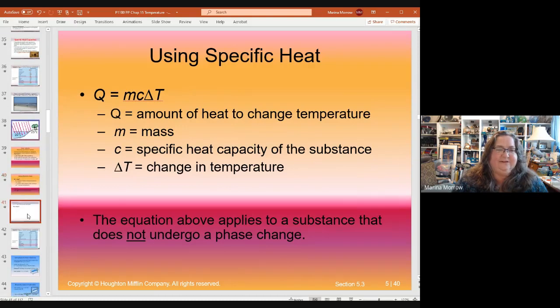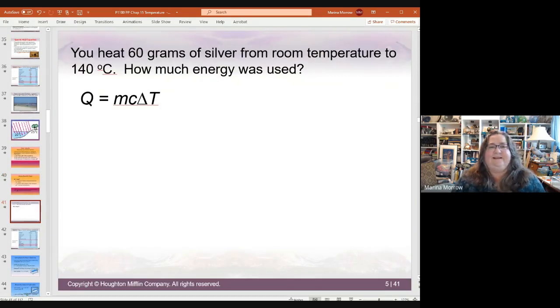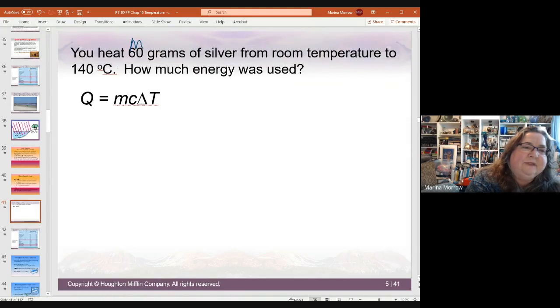All right, so let's do a problem. You heat 60 grams of silver from room temperature to 140 degrees Celsius. How much energy was used? Okay, so I need to find out a couple of things, right? I need to figure out the mass. That's 60 grams. And then I need from room temperature to 140 degrees Celsius. That's giving me the temperature change. And of course, you should know that room temperature, you can use 20 degrees Celsius.